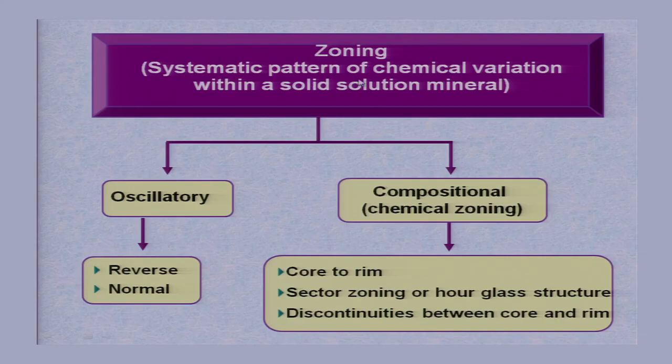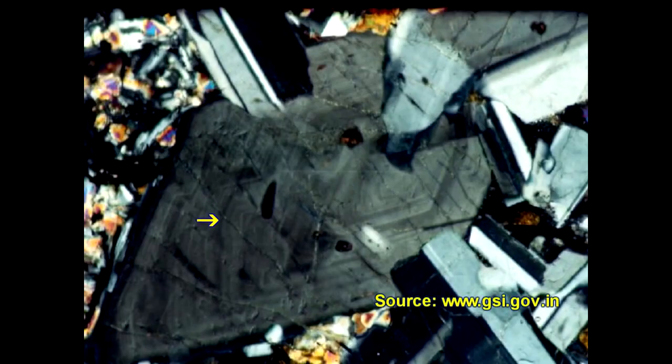As a result of a change in the chemical pattern, you may be able to see the rings of albite and rings of anorthite alternately. As a result, systematic zoning is formed.